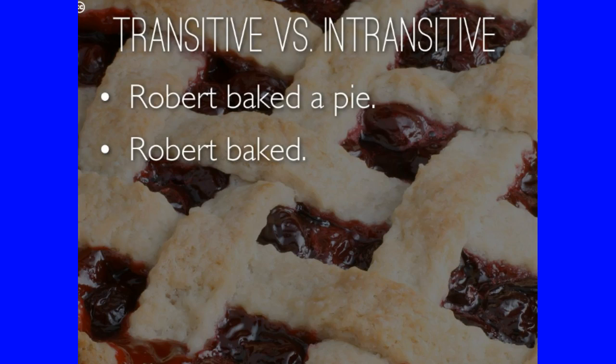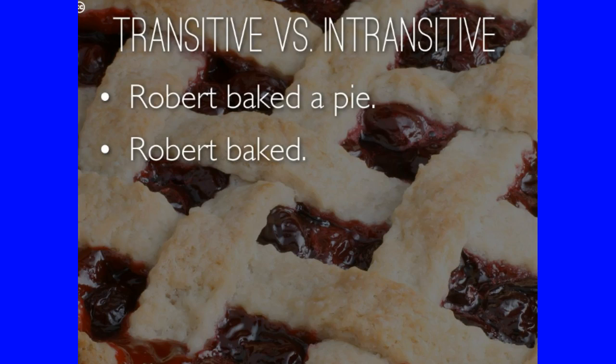Here is a very simplistic example. In the first sentence, Robert baked a pie. Ask yourself, what did Robert bake? He baked a pie. The verb baked has an object, pie. It is therefore transitive. However, in the second sentence, we are just told that Robert bakes. We do not know what he bakes. There is no object. Here, the verb bakes is intransitive.